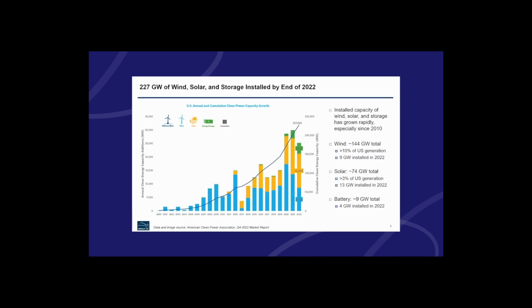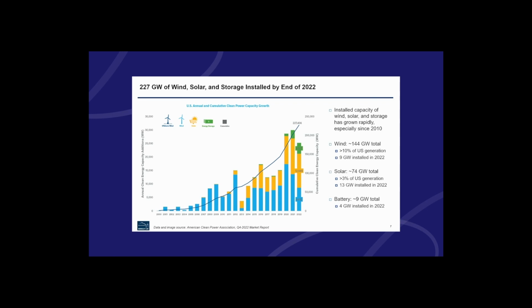So this is a chart showing the installed capacity of wind, solar, and batteries from 2000 through 2022. I'm borrowing this from the American Clean Power Association, but they just keep really good records and data of this stuff, so it's nice to use their chart. We have currently 227 gigawatts of wind, solar, and storage installed in the US. Again, remember, we're aiming for 1,500 or 2,000 gigawatts or so.